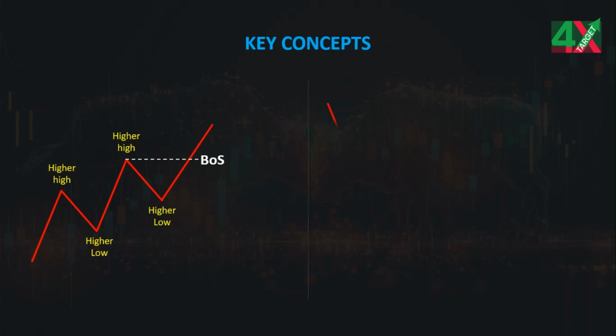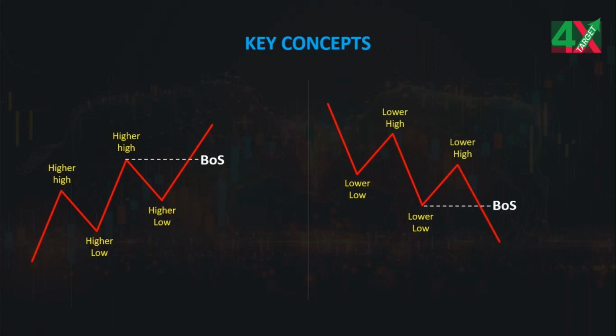Conversely, in a downtrend, when the price breaks below a previous lower low, it forms a bearish break of structure, confirming that sellers are still in charge. This kind of structural break is a strong signal of trend continuation, and traders often use it as confirmation to look for pullback entries in the direction of the dominant trend.